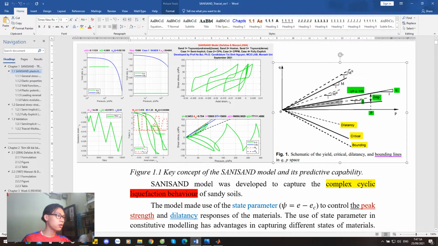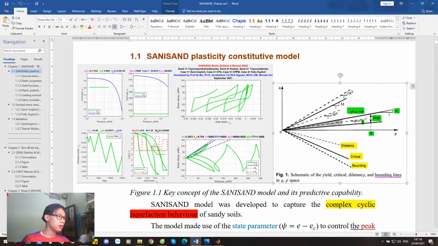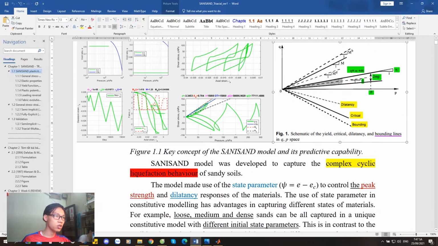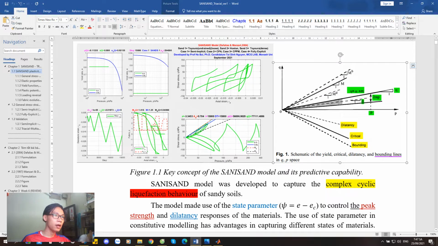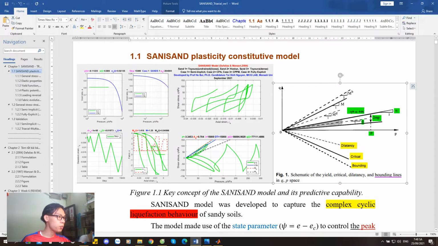Okay, so if you know about the Simpson model, SANISAND is more complex, and it actually works in the same way. So we have the M_b, M_d, M_PT and M_CSL. B is bounding or peak, D is dilatancy, PT is phase transformation, and M is CSL, the critical state line. Okay, and you can see the picture there.